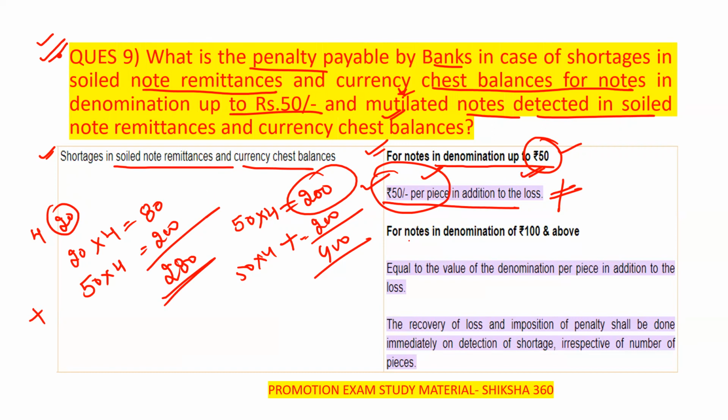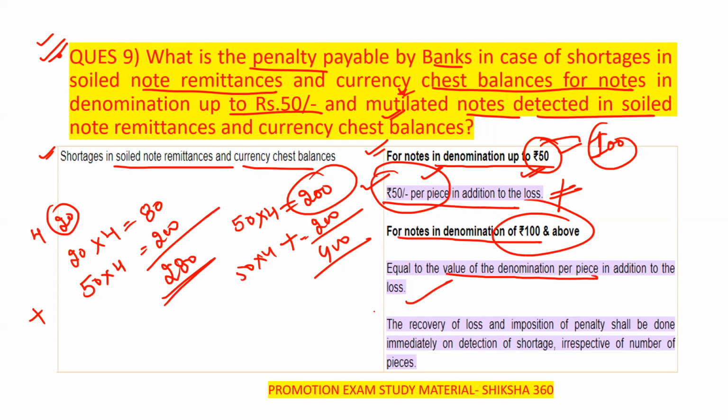Next one, for notes in denomination of rupees 100 and above. After 50, the next denomination is 100. So for 100 and above, the penalty is equal to the value of the denomination per piece in addition to the loss. Like if there is a shortage of 2 notes of 100, they have to pay rupees 200 plus 200, that is 400.